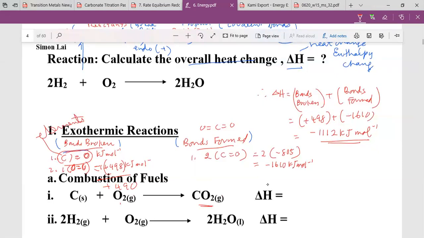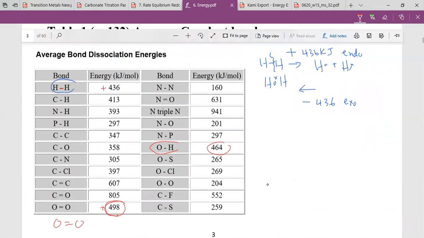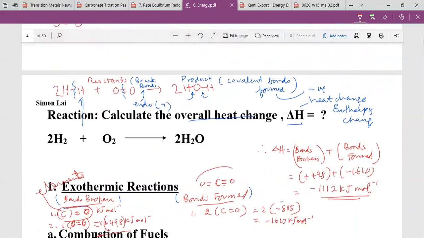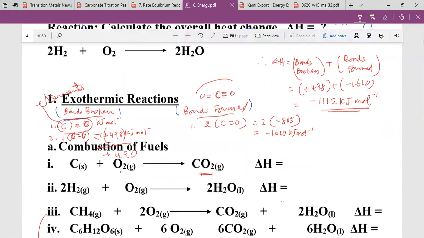Okay, so now for this carbon dioxide, remember this is the formula. So what kind of bonds are there? Carbon double bond oxygen. How many are there for one molecule? 2. So 2 times 1 type of C double bond O. So what is C double bond O? They will have to give you this value. Okay, 805. So 2 times 805.